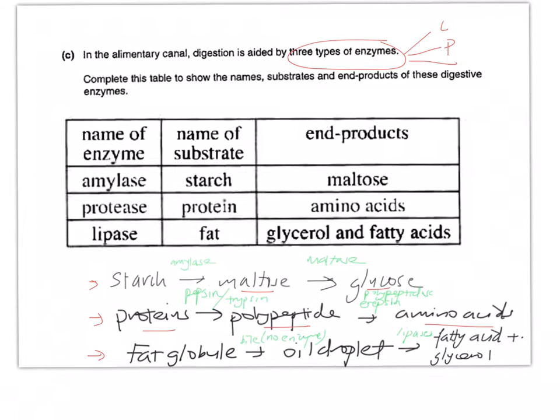And last but not least, fat globules. They are emulsified by bile, which has no enzymes, into oil droplets. And this is where, when its increased surface area to volume ratio allows lipases to act on it to eventually break fats down into fatty acids and glycerol. So question over here asks for the enzyme, substrate, and end products.